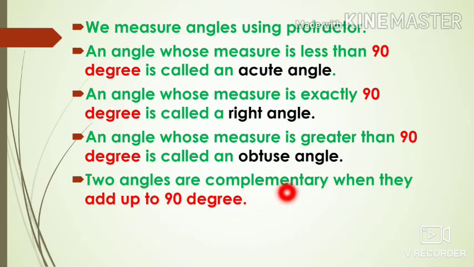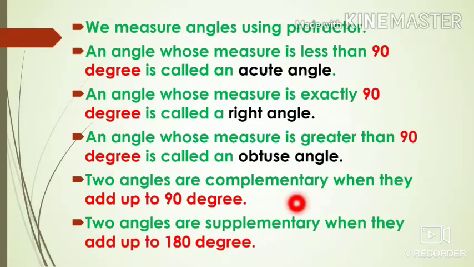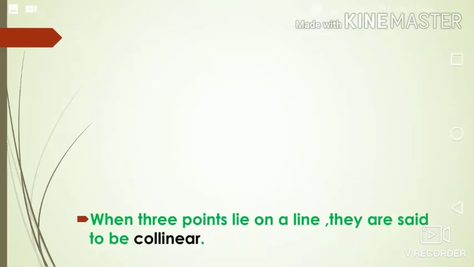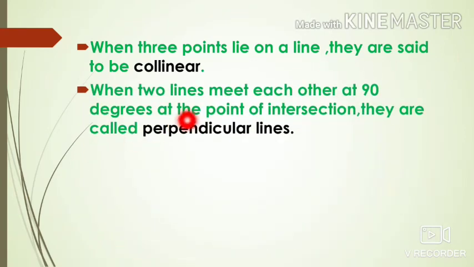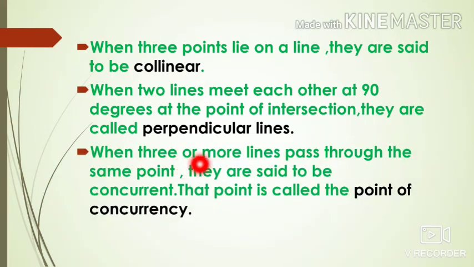Two angles are complementary when they add up to 90 degree. Two angles are supplementary when they add up to 180 degree. When three points lie on a line, they are said to be collinear. When two lines meet each other at 90 degrees at the point of intersection, they are called perpendicular lines. When three or more lines pass through the same point, they are said to be concurrent. That point is called the point of concurrency.